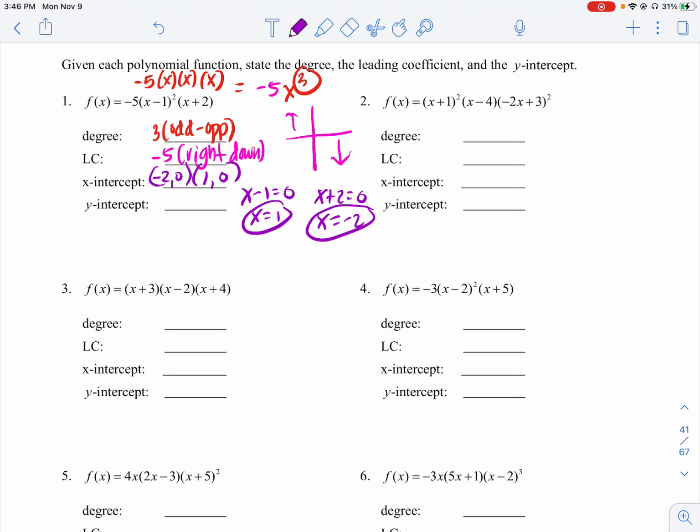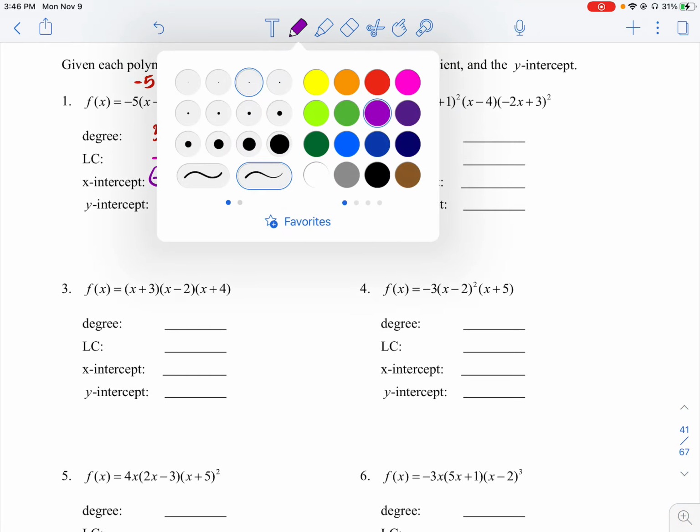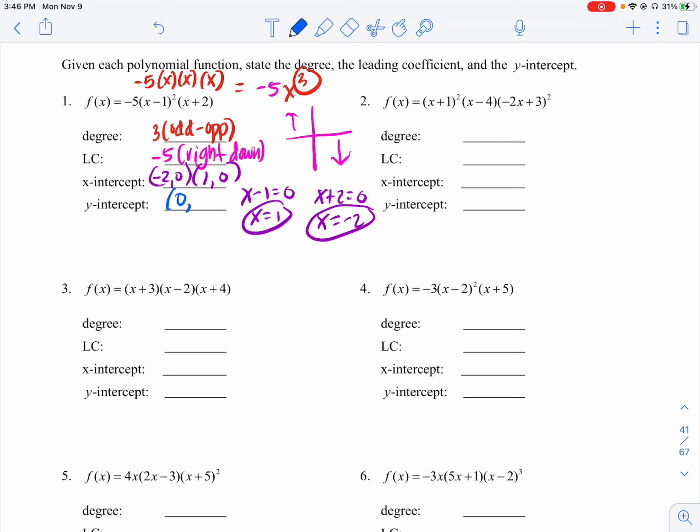And then for the y-intercept, we talked about that over and over. You just plug in 0, so that is negative 5. 0 minus 1 is a negative 1. But negative 1 squared, I'm plugging in 0 in here, you guys, okay? Negative 1 squared is a positive 1. 0 plus 2 is a 2. So this is a negative 10. Okay, you guys agree? That's 0 comma negative 10.